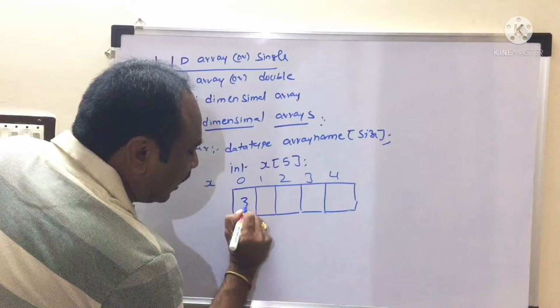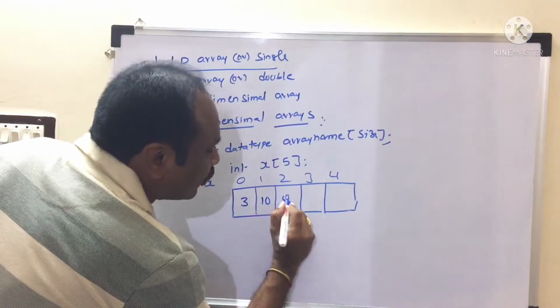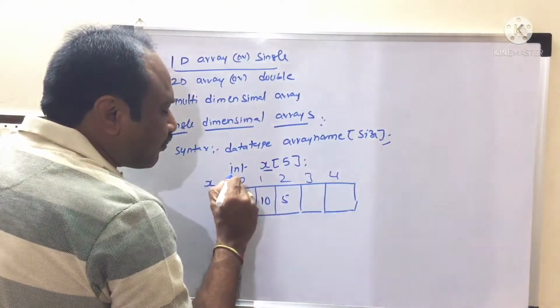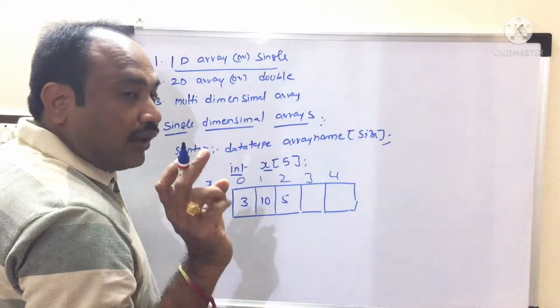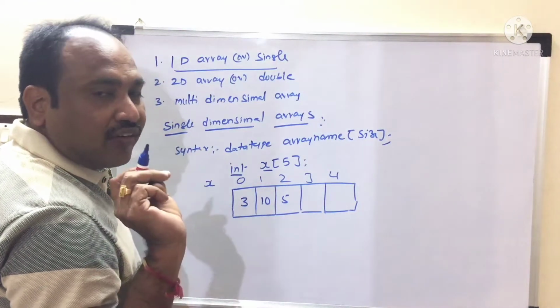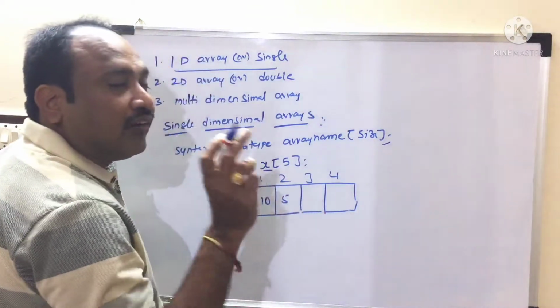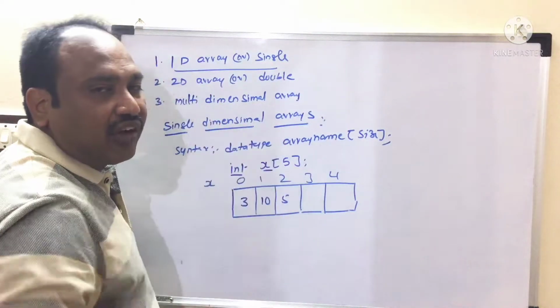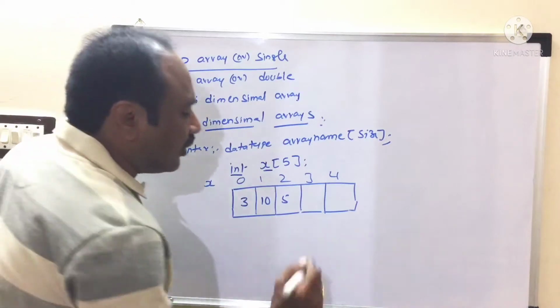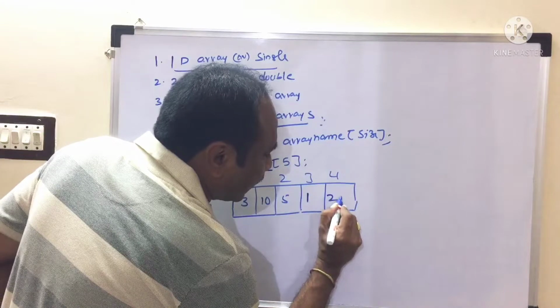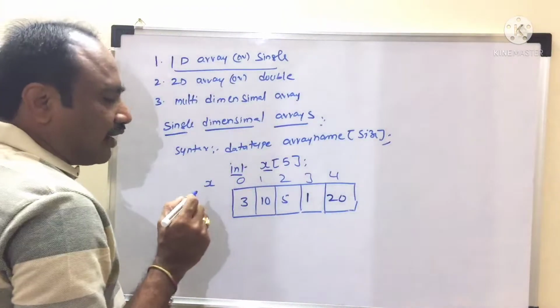For example 3, 10, 5. Even if you store 1.5, this x array is an integer array. An integer array will accept only integer values. Even if you provide 1.5, it will accept one only, and 0.5 will be neglected. Suppose 1, next 20.